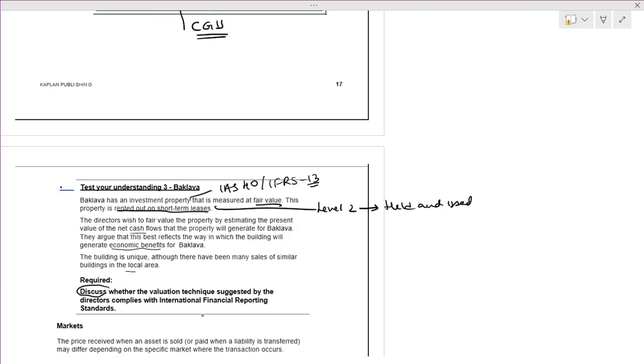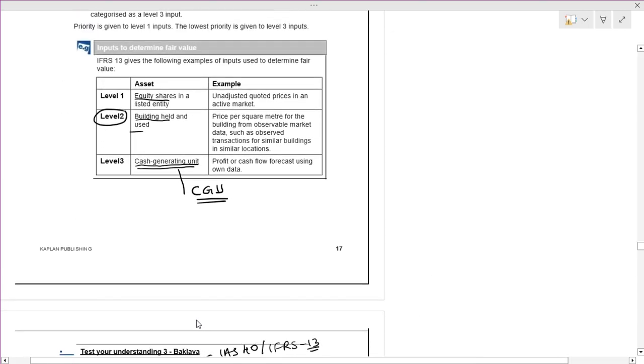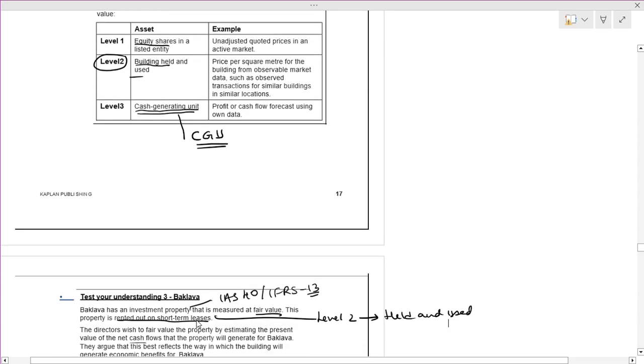Is it held and used? When it is held and used, is it level 2? If it is held and used, it is here. But what happens? See the thing. It is also rented.